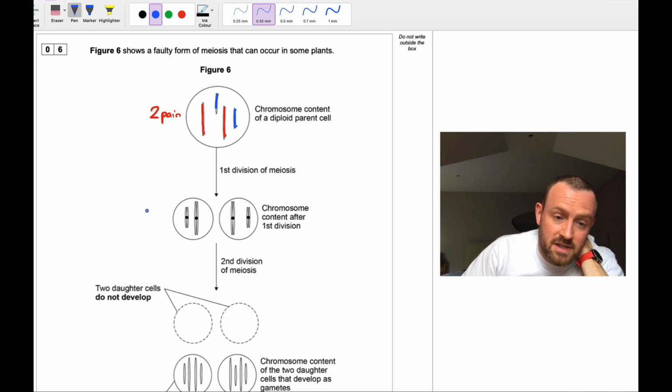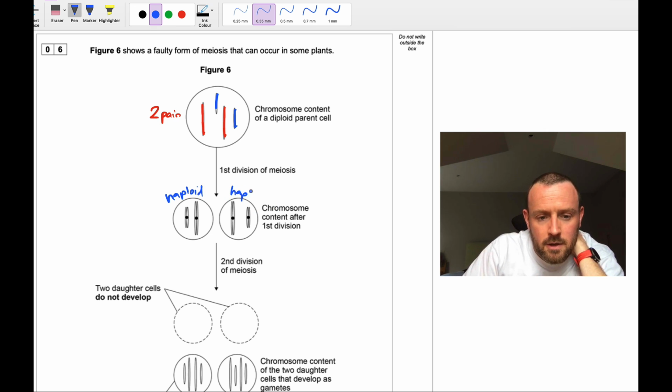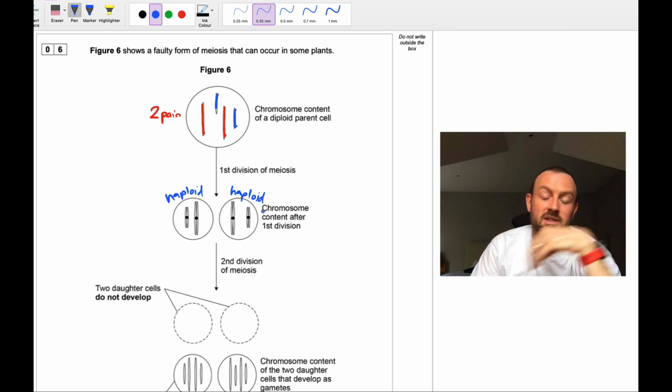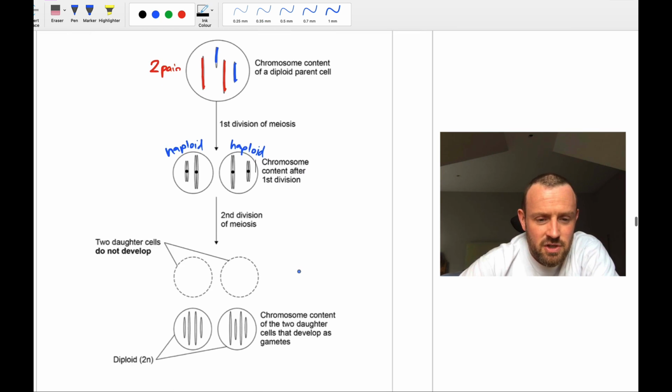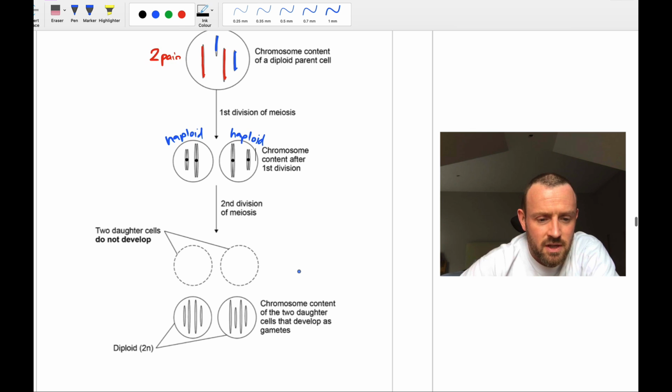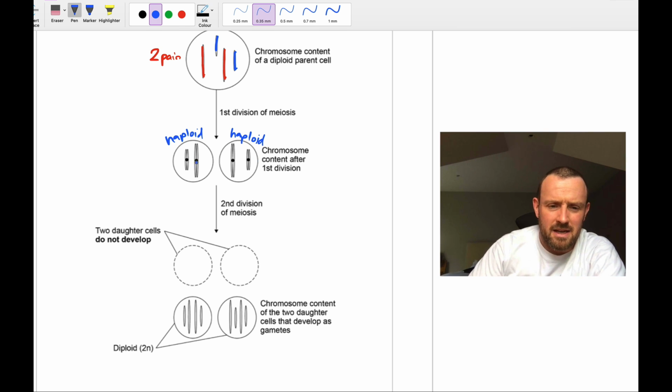So here we have this is haploid. I'm just annotating as I go to follow along, and this is also haploid. The chromosomes are still that X shape because they've been replicated earlier on. Okay, so the second division of meiosis, 2 daughter cells do not develop. But we basically just seemingly pull apart those pairs there. Interesting. Chromosome content of the 2 daughter cells that develop as gametes.